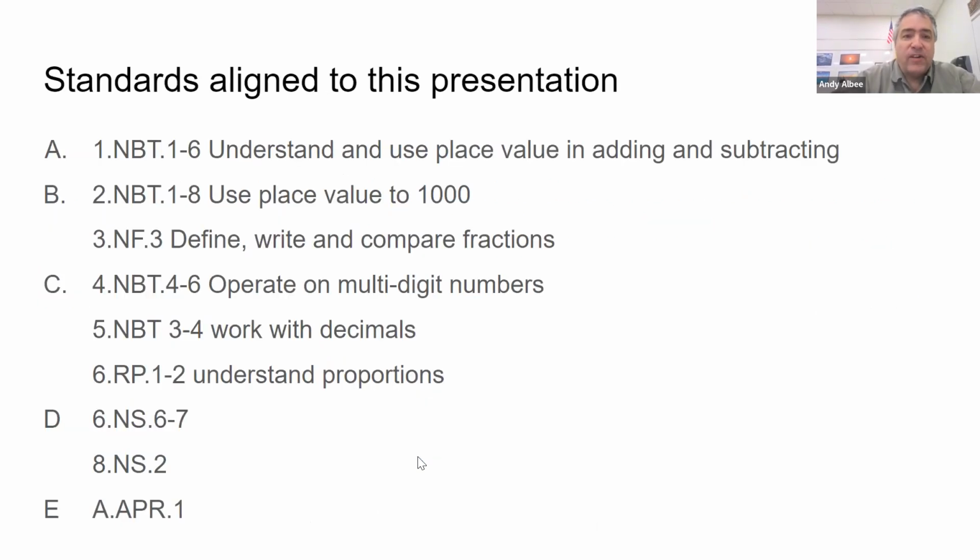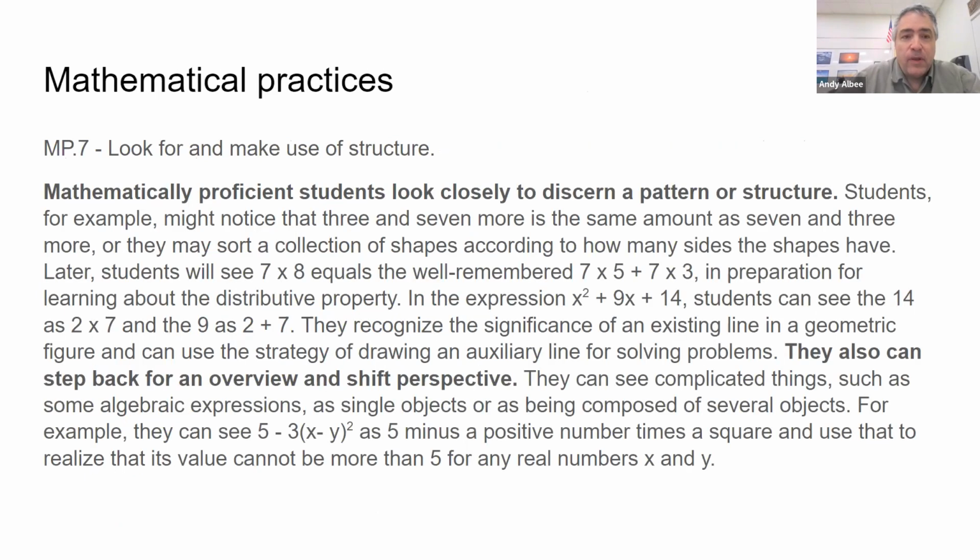So I put in here the standards aligned. There are a lot of them, and I couldn't list them all, so I started grouping them together. But we are hitting concepts that are in all five of the levels in CCRS, from A to E. We're going to look pretty strongly at mathematical practice 7, and a little bit at mathematical practice 2. You don't have to read the whole page here because this is straight out of our CCRS manual.